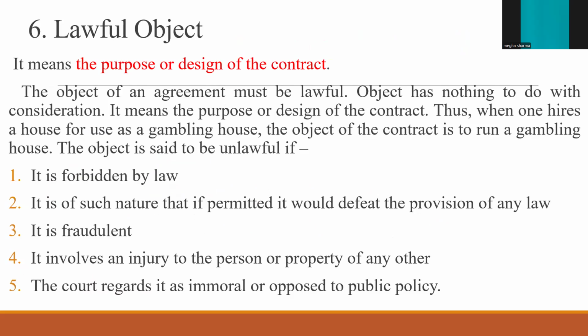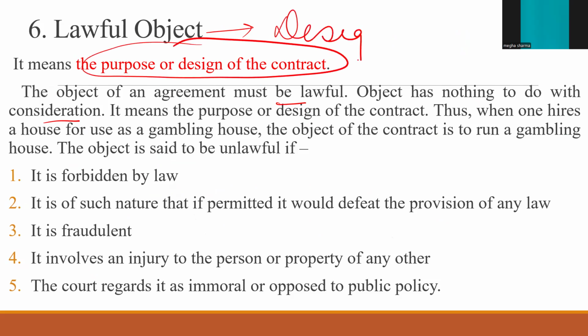The sixth major point is lawful object. It means the purpose or the design of the contract. The object of an agreement must be lawful. Object has nothing to do with the consideration. It means purpose or design of the contract. So here we are mainly concerned about the purpose and design of the contract.